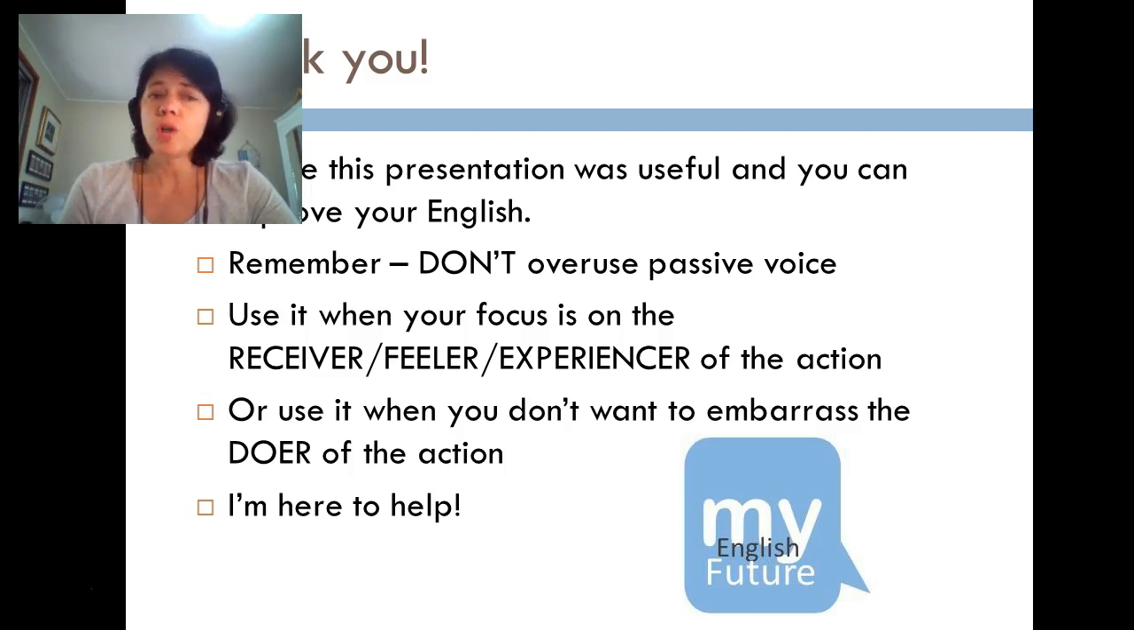Remember also, don't overuse passive voice. Use it when your focus is on the receiver of the action, not the doer of the action.